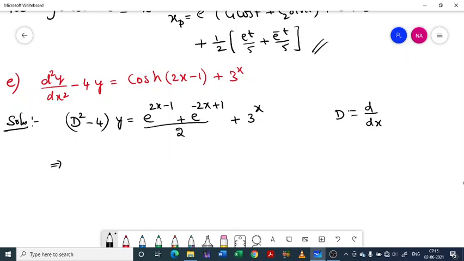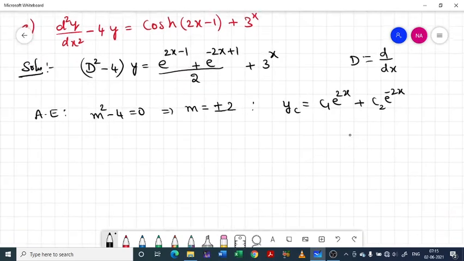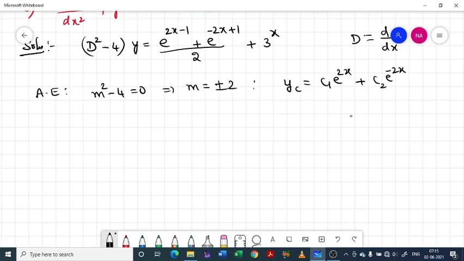So, auxiliary equation: m² − 4 = 0. So m = ±2. So let y_c = c1 e^(2x) + c2 e^(−2x). So we got y_c, the complementary function.